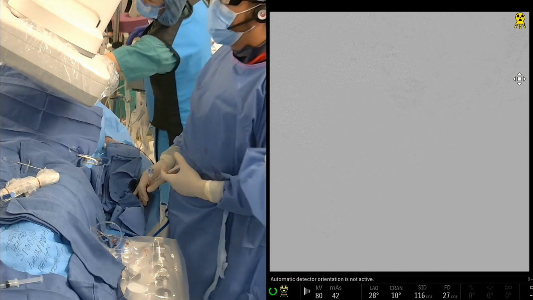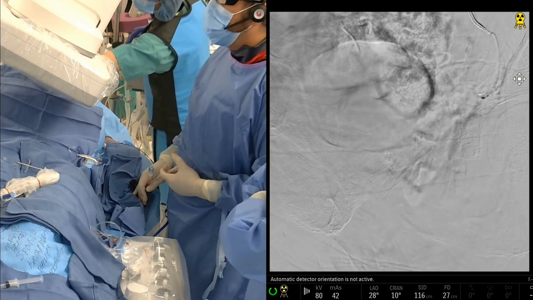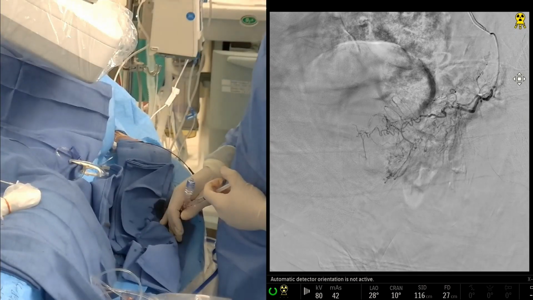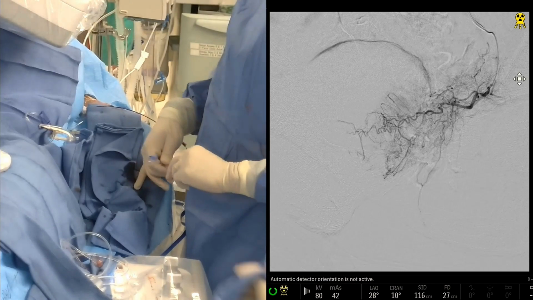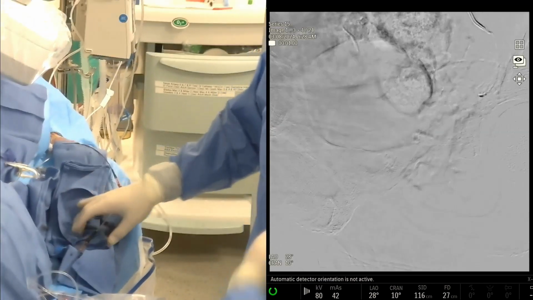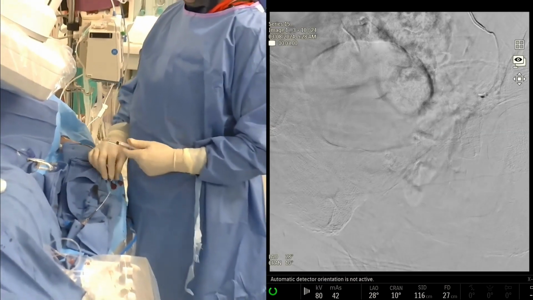But you guys tell me if you like this spot. Would you guys go more distal? Maybe a little bit, actually. Yeah, let's go a little bit more distal, just around that bend.